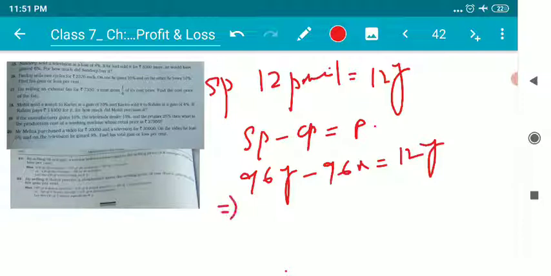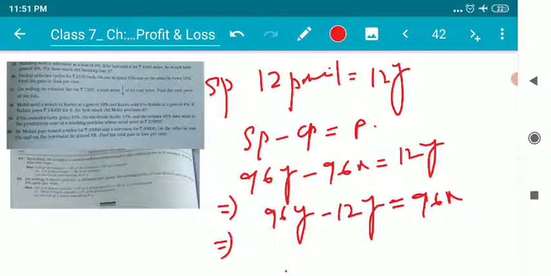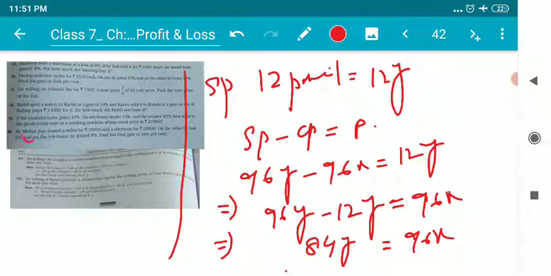Yes, of course. Now 96y, this one will be 12y, will be transposed here, it will be minus 12y, and minus 96 will be plus 96x, as I am transposing their positions. 96 minus 12 is 84. 84y equal to 96x. So children, y is equal to 96x by 84.